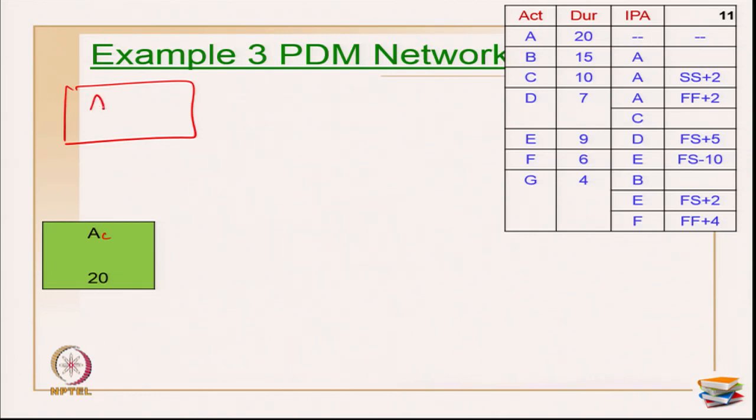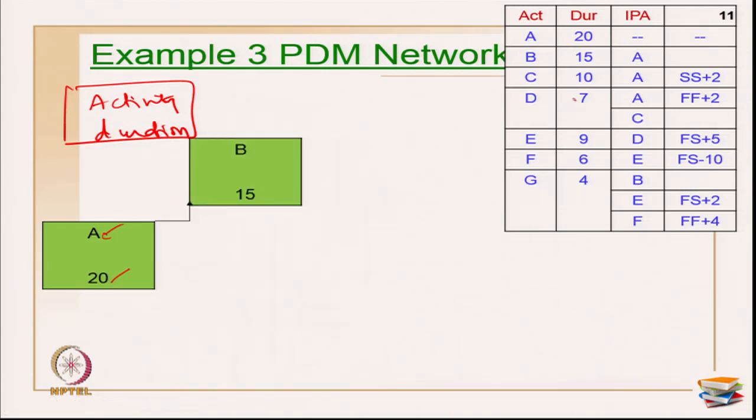The same example I have shown here, so that it is easy for you to follow how to draw the network. I have activity A, which does not have any IPA at all, and duration is 20. So, this is a network representation. Along with the network analysis, I will show you how to make use of the boxes. Right now, I am only using the activity name written on the top, and the duration written in the bottom corner. Okay, that is how I am representing. So, this is my activity A, duration is 20.